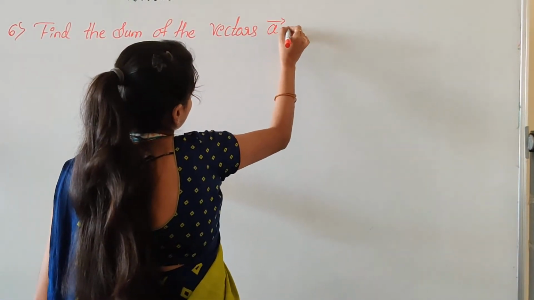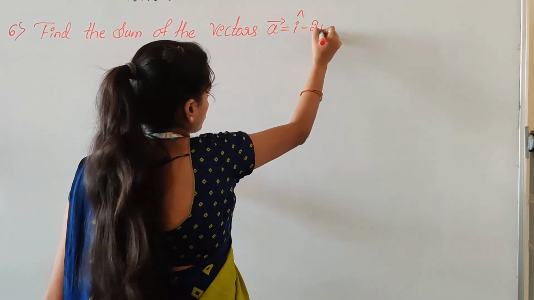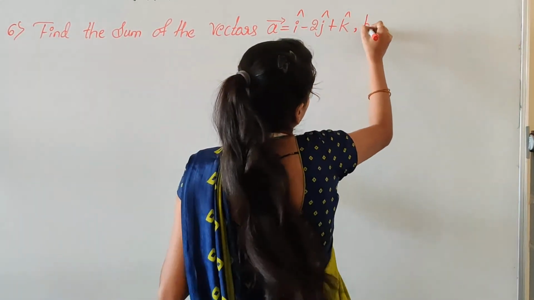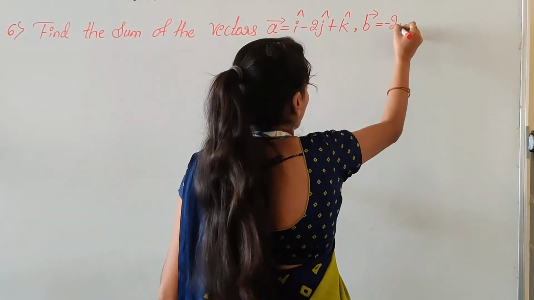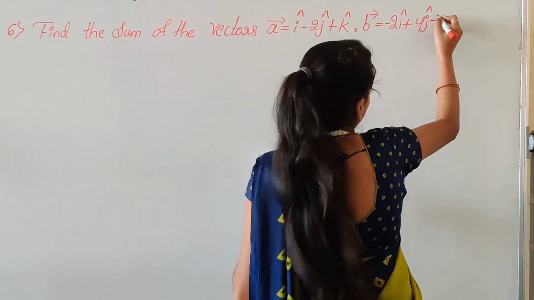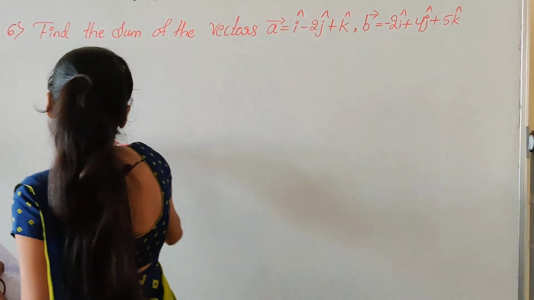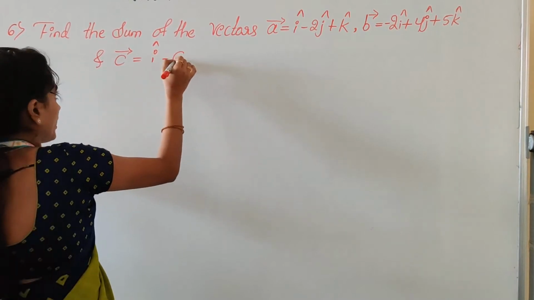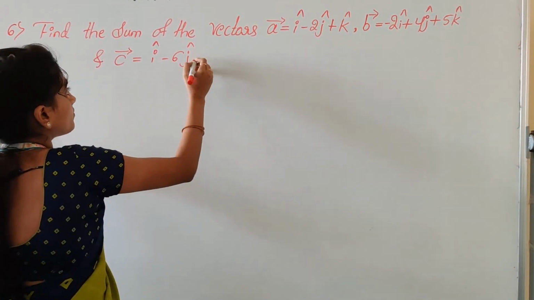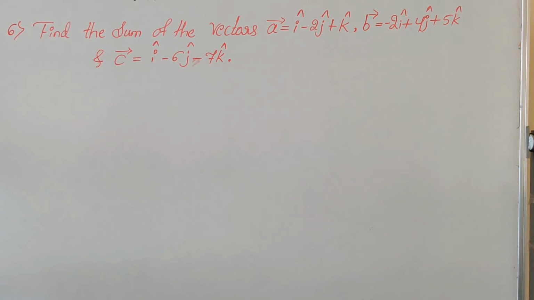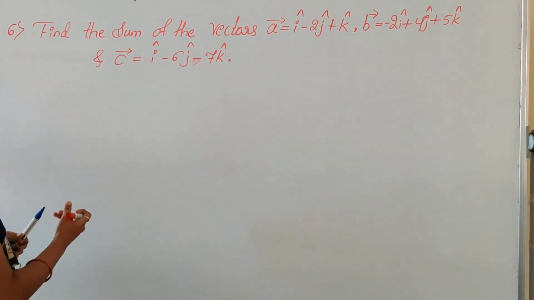Vector A is equal to I cap minus 2 j cap plus k cap, and vector B is equal to minus 2 I cap plus 4 j cap plus 5 k cap, and vector C is equal to I cap minus 6 j cap minus 7 k. So here the question is find the sum of the vectors vector A and vector B and vector C.